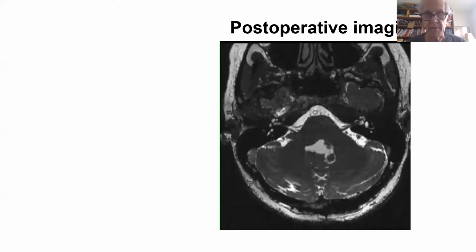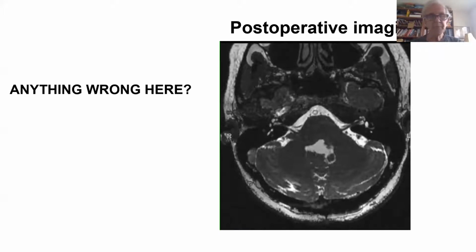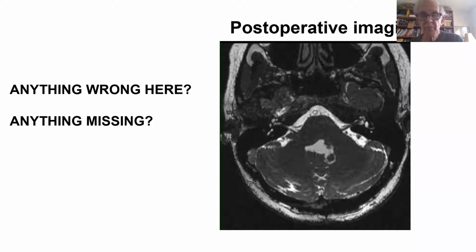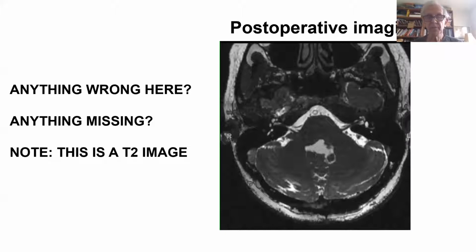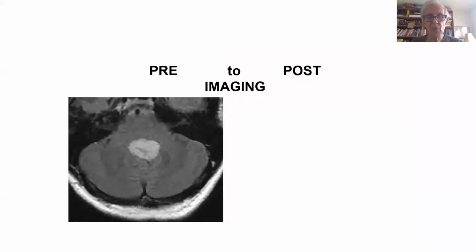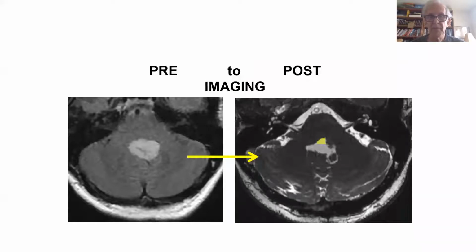Is there anything wrong here? Is there a lesion that might be related to her eye movement exam? Is there anything missing? What did my friendly neurosurgeon take out that he probably wished he had not taken out? This is a T2 image. Remember, CSF is white. Here's her pre-imaging. Here's her post-imaging. That's what's missing. A little divot of the dorsal pons, unfortunately, was removed at the time the tumor was removed.